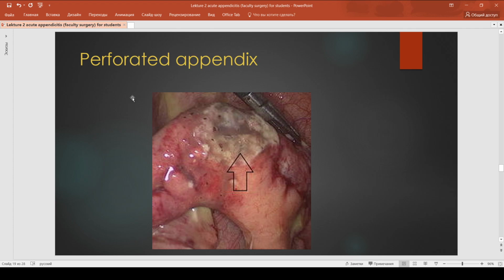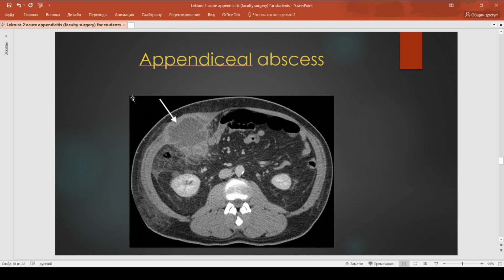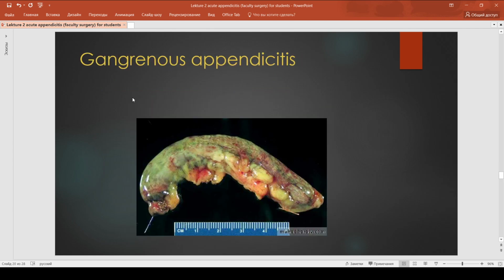Treatment is emergency appendectomy with intravenous antibiotics. Obtain pus or exudate cultures intraoperatively. And if you see appendiceal abscess or appendiceal phlegmon, you must consider interval appendectomy. It's an operation after intravenous and per os antibiotics, and then operation in 6 weeks.